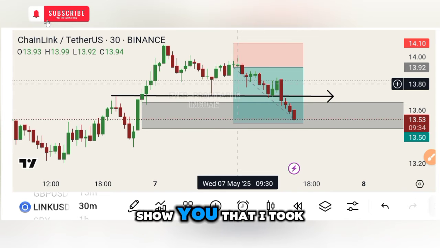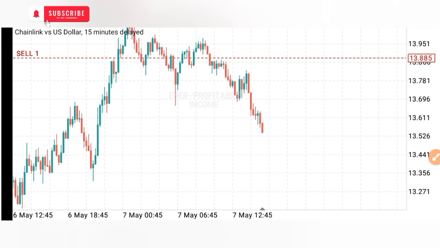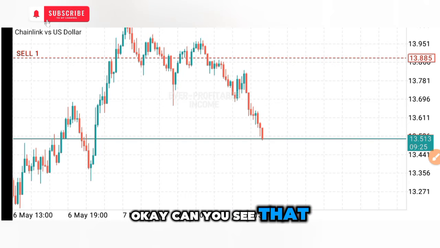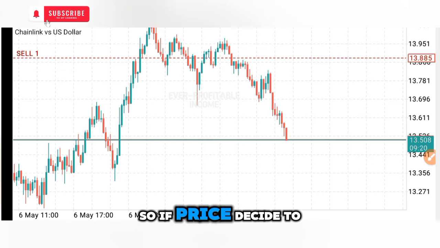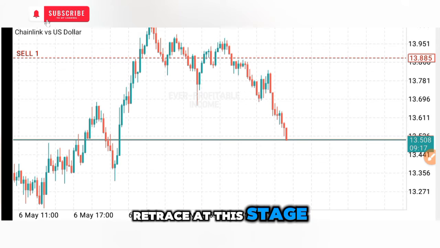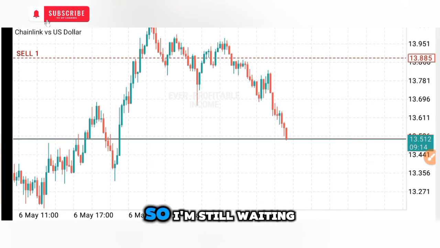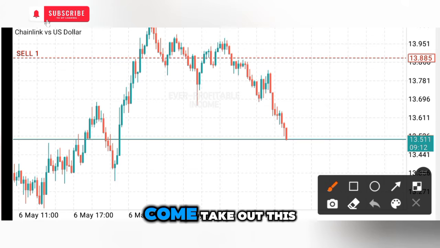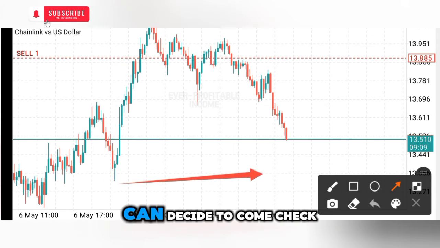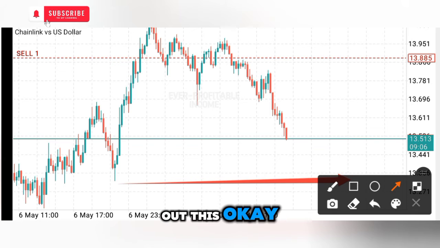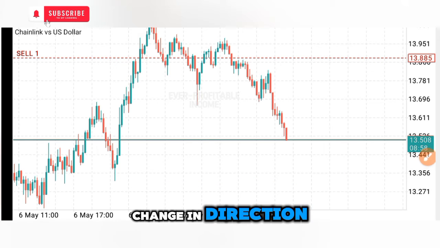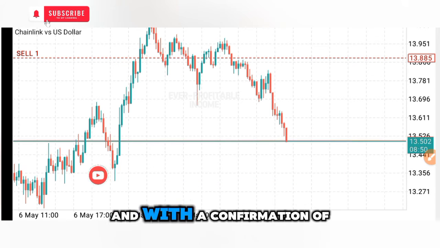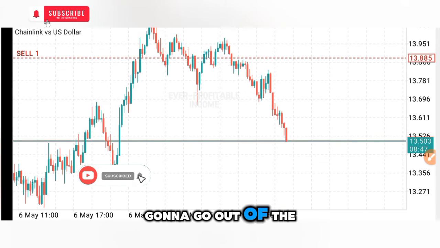Let me show you that I took those trades. Can you see that? We have gotten our profit. If price decides to retrace at this stage, I will exit the market. I'm still waiting. The price could decide to come take out this level. If I see a significant change in direction with a confirmation of the reversal candlestick, I'm going to go out of the market.